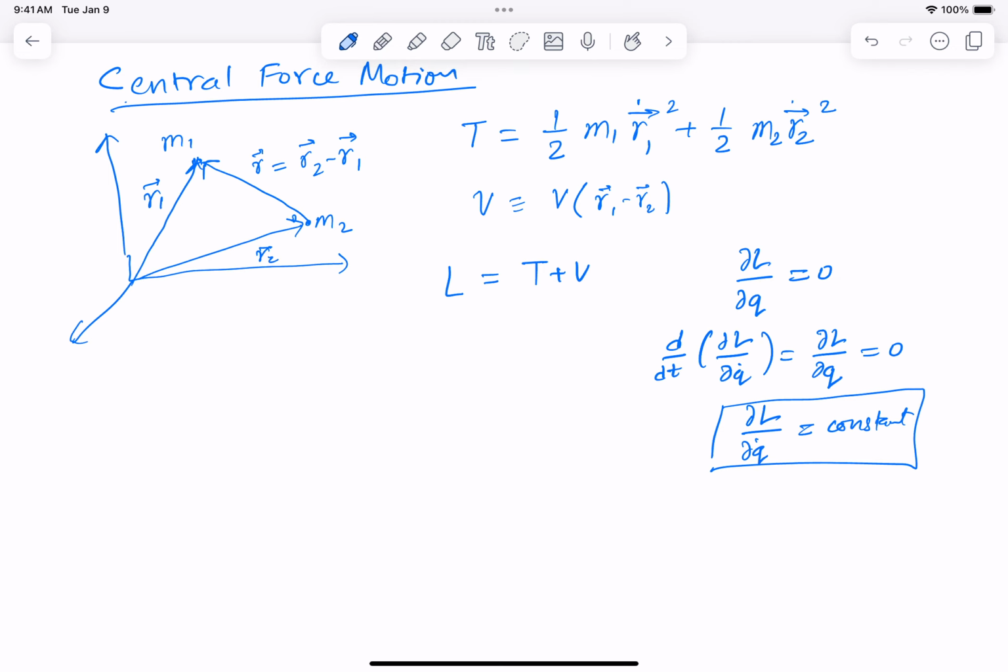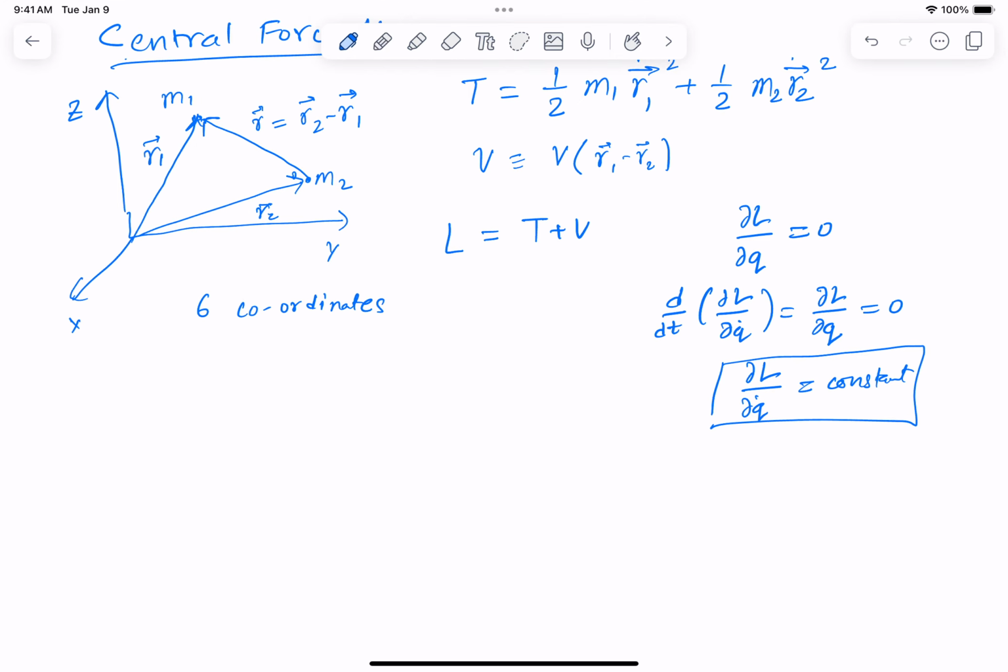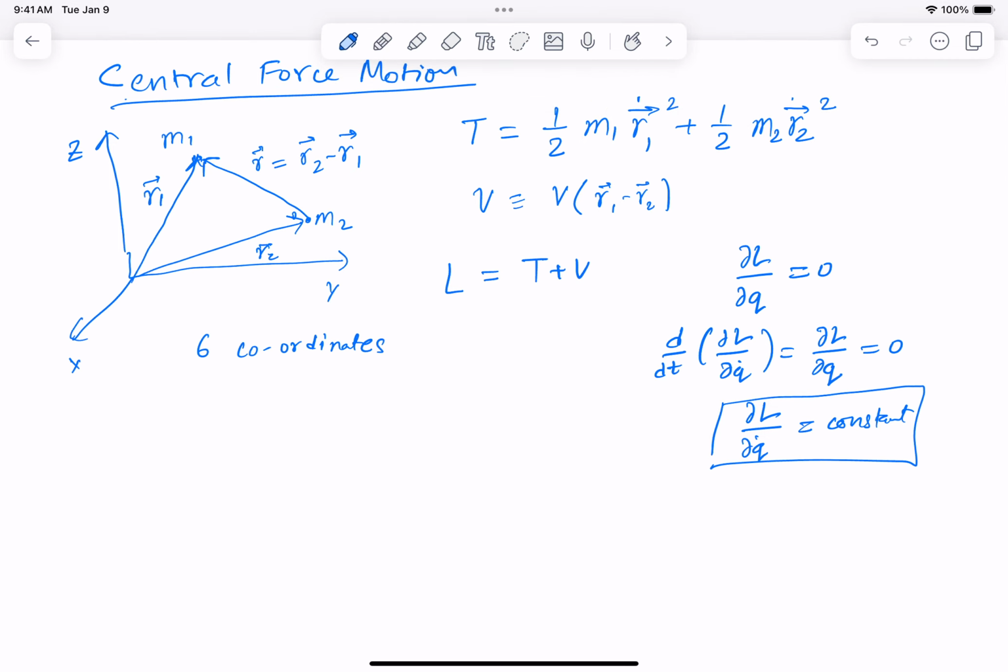Right now there are three variables for R1, three variables for R2, so x, y, z for R1, and similarly for R2. So here we are studying, in some sense, six coordinates, right? Six coordinates. And if we try to write the equation of motion in this form, we will have six coordinates to keep track of. So our goal will be to reduce it to as few coordinates as possible.